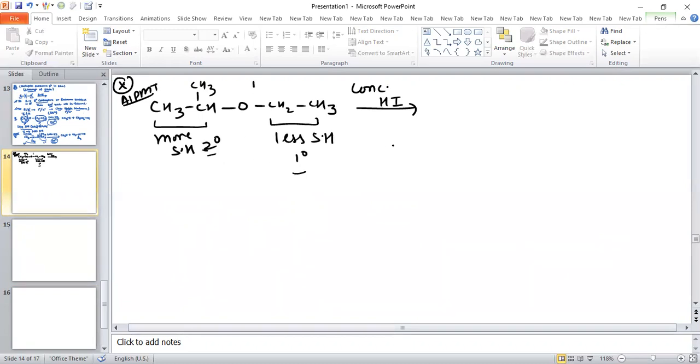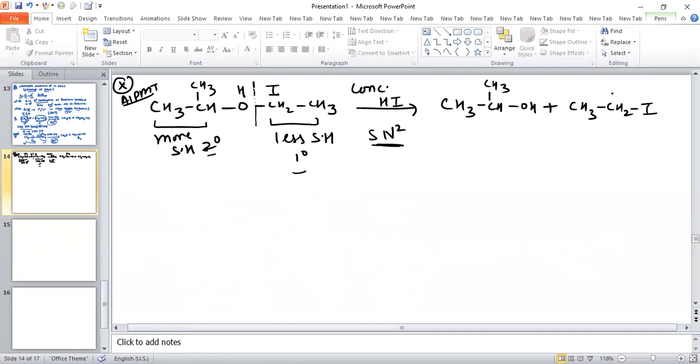So definitely the mechanism will be SN2, and when the mechanism is SN2, then the I part will come with the less sterically hindered part. So I will come with this and H will come with this. So the product is CH3CH, CH3OH, and CH3CH2I.